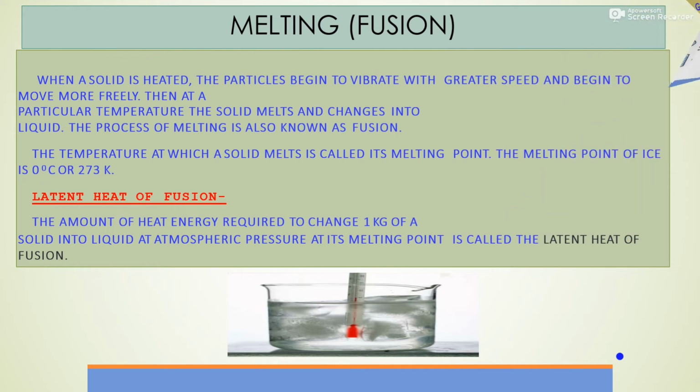Then melting, that is called fusion. When a solid is heated, the particles begin to vibrate with greater speed and begin to move more freely. Then at a particular temperature, the solid melts and changes into liquid. The process of melting is also known as fusion. The temperature at which a solid melts is called the melting point. The melting point of ice is 0 degrees Celsius or 273 Kelvin.